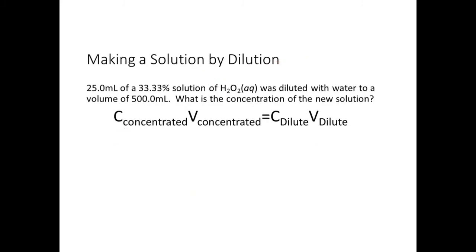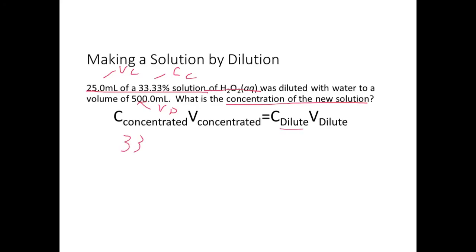Take a look at the next one here. Another example. We've got 25 milliliters of a 33.33% hydrogen peroxide solution, and we're diluting it to a volume of 500 milliliters. What is the concentration of our new solution? So this time they've given us the volume of the concentrated, the concentration of the concentrated, and the volume of the dilute, and they want to know the concentration of the dilute.